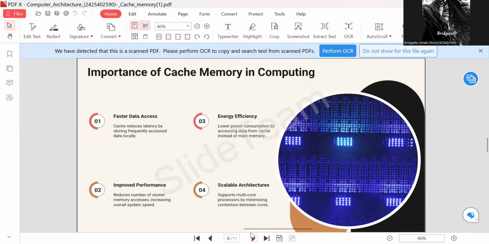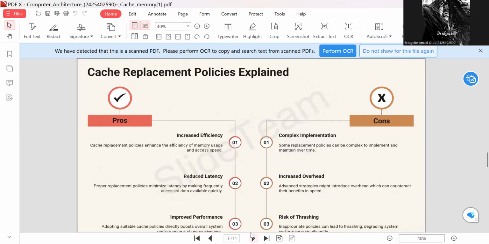Importance of cache memory in computing. 1. Faster data access. Cache reduces latency by storing frequently accessed data locally. 2. Improved performance. It reduces the number of slower memory accesses, increasing overall system speed. 3. Energy efficiency. Lower power consumption by accessing data from cache instead of main memory. 4. Scalable architectures. Cache supports multi-core processors by minimizing contention between cores.